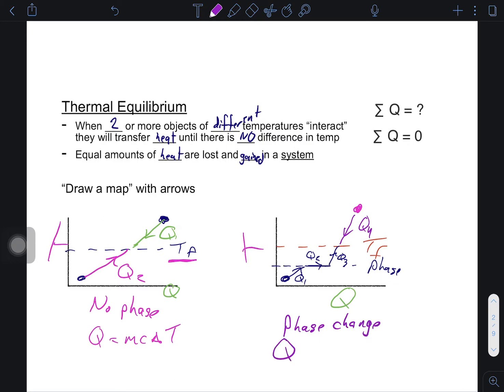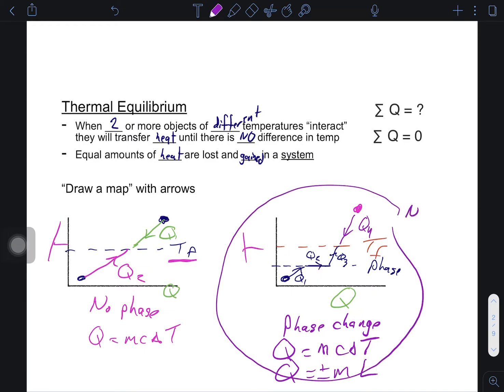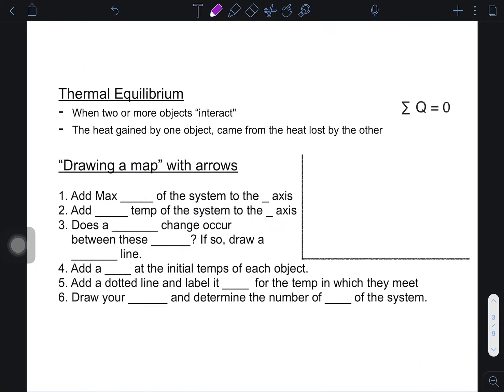And then what we have to do is use both Q is equal to MC delta T, and Q is equal to plus or minus M times L, depending on whether we are talking about the temperature changes or the phase change. This M times L is a phase change. This is good. This is next week, though. Okay, that's next week's lesson. So don't worry about that yet. That's to come.